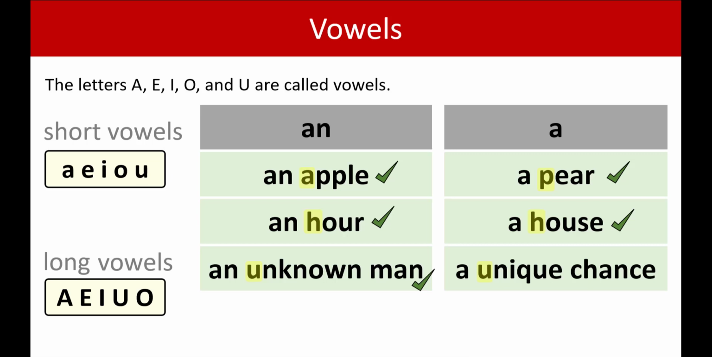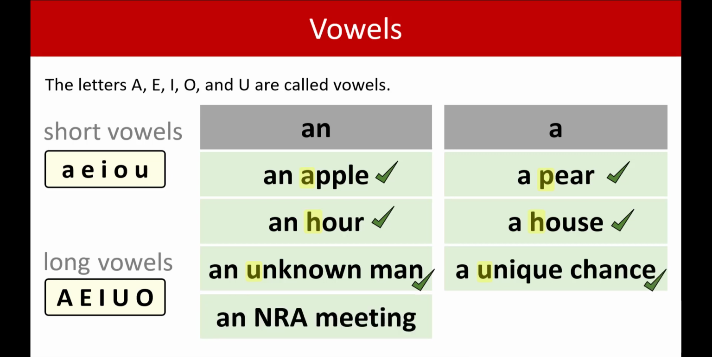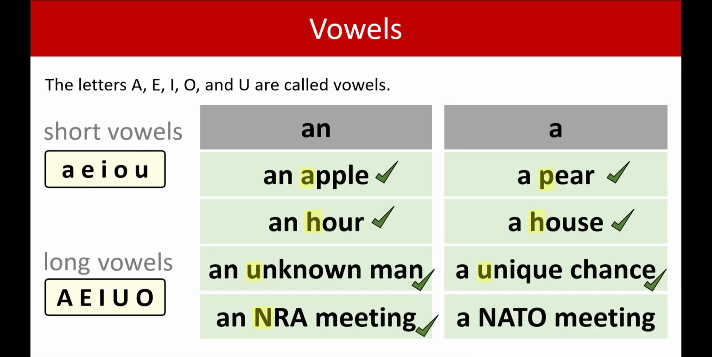And now look at this example. An NRA meeting. Well, the capital letter N is said N with a short E sound. So an is correct. But look at this one, a NATO meeting. This time we don't say N-A-T-O, we say NATO. And the word NATO starts with a consonant sound. So therefore, a is correct. So, just to reiterate, it's not about the first letter. It's about the sound of the first letter. Okay, enough on that.